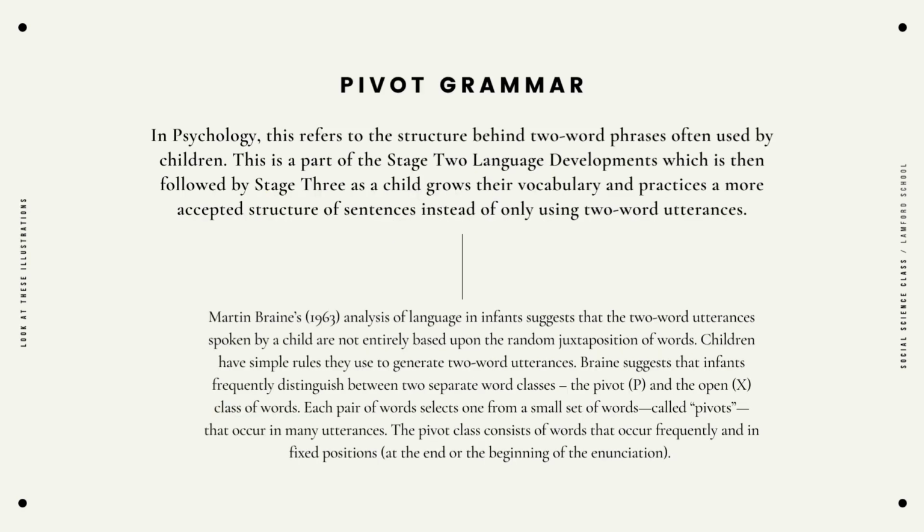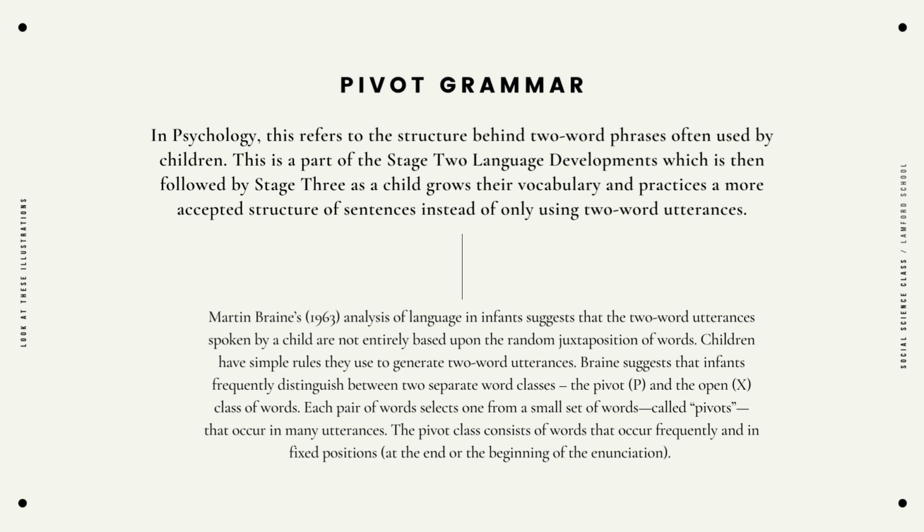Let us define pivot grammar. In psychology, pivot grammar is the structure behind two word phrases often used by children. This is a part of the stage 2 language development, which is then followed by stage 3 as a child grows their vocabulary and practices a more accepted structure of sentences instead of only using two word utterances.